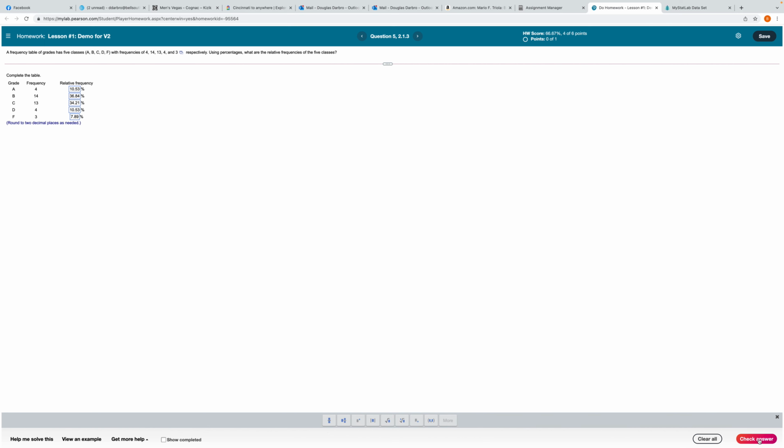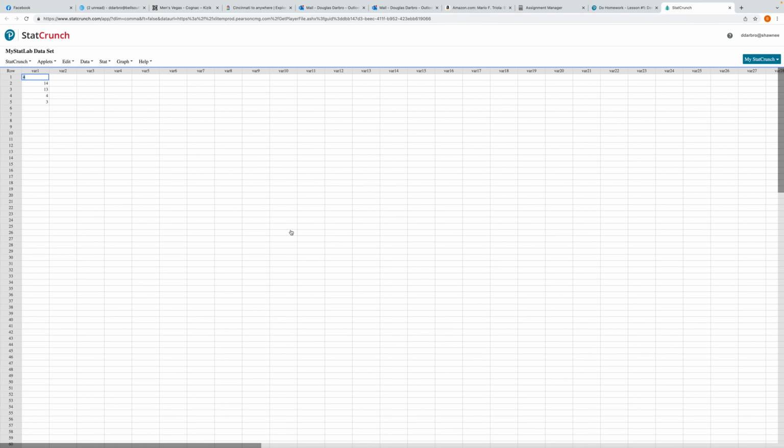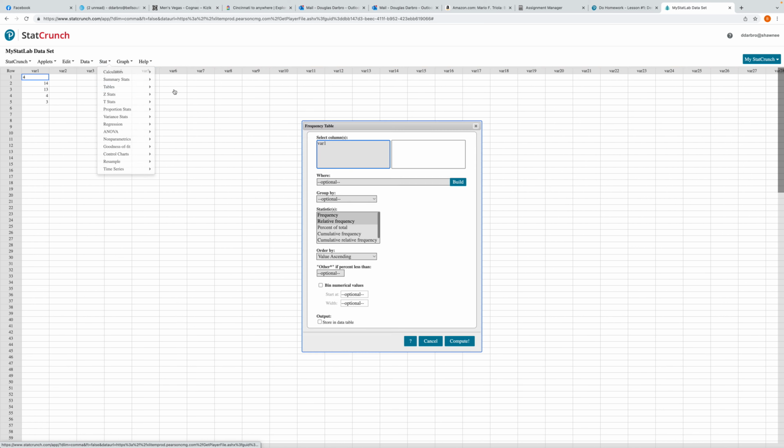Now, I'm going to check the answer. It's going to be correct, but let's see how we could have done this with StatCrunch. So click the icon, open in StatCrunch. Again, we can rename that if we want. It's not important. But we go to table, frequency. I want variable 1, and I want the relative frequency. All right, that should do it.